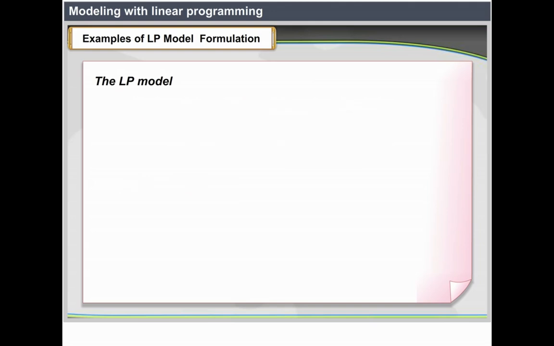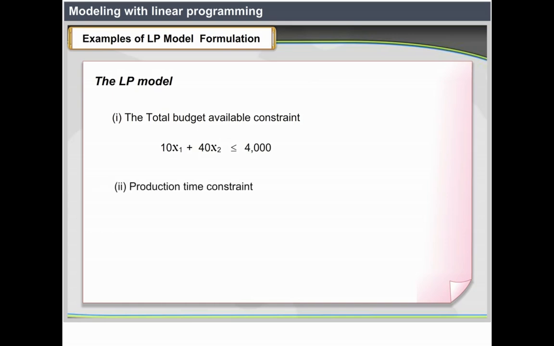Subject to the constraints. Subdivision 1. Total budget available constraint: 10x1 plus 40x2 less than or equal to 4000. Subdivision 2. Production time constraint: 3x1 plus 2x2 less than or equal to 2000, 2x1 plus 3x2 less than or equal to 1400, and x1, x2 greater than or equal to 0.